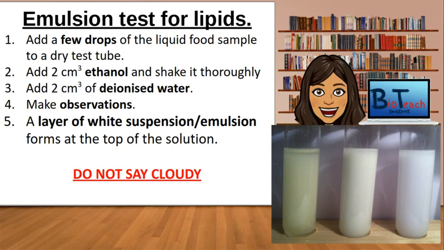The next biochemical food test I want to talk about is the emulsion test, which is used to test for lipids. We would add a small amount of the sample into a test tube and add ethanol to it and shake it.